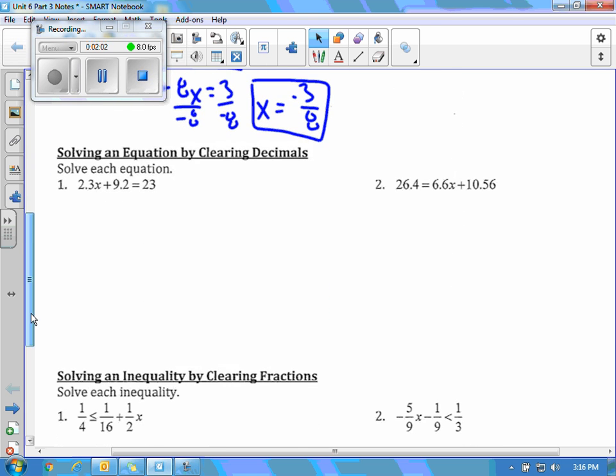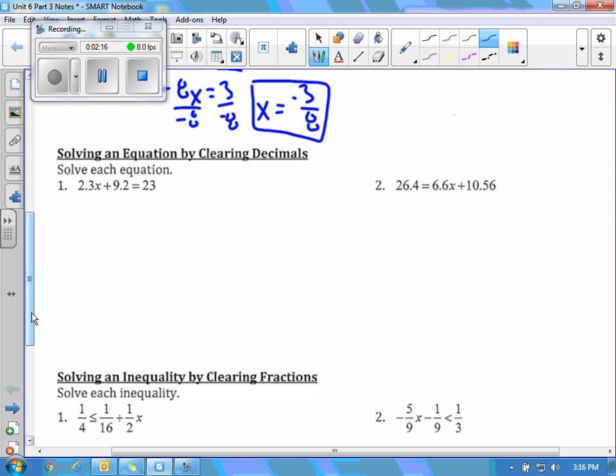Looking at the next section, it says solve an equation by clearing decimals. So the way that you're going to do this is you're going to look at the equation and see the greatest number of decimal places you have. So for number 1, you only have 1 decimal place for 2.3 and 9.2. For number 2, for 10.56, we have 2 decimal places. However many decimal places you have, that's the power of 10 that you multiply by. So for the first one, we multiply everything by 10. For the second one, we multiply everything by 100.